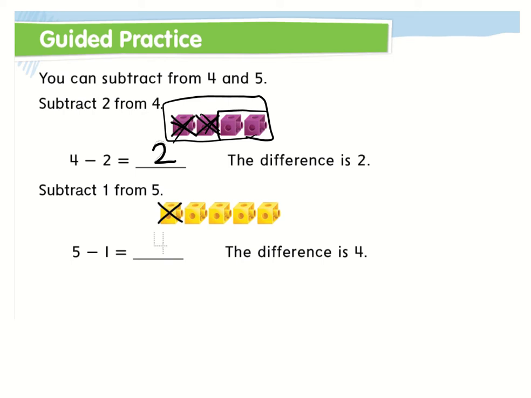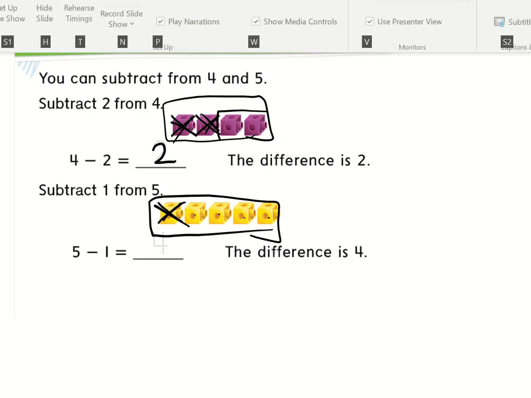Now on the bottom, when you're working with the number 5, you're going to see that you have 5 altogether. You're going to take away 1, and you're left with 1, 2, 3, and 4.